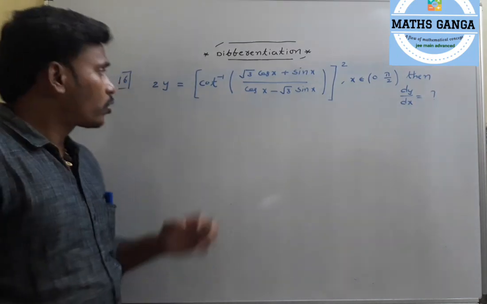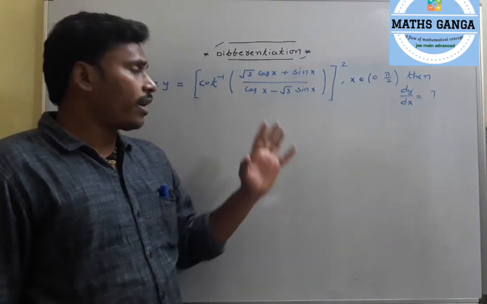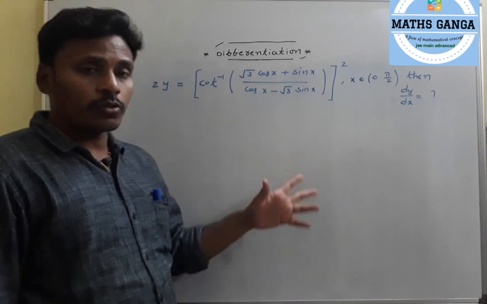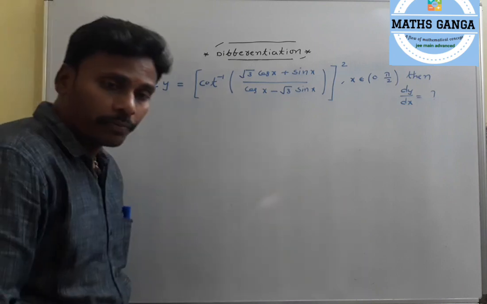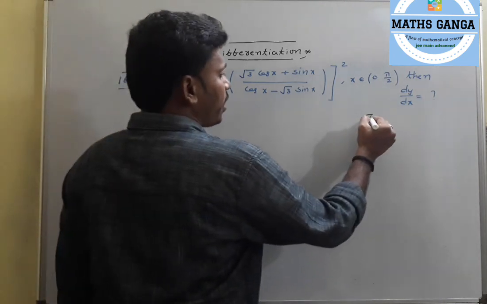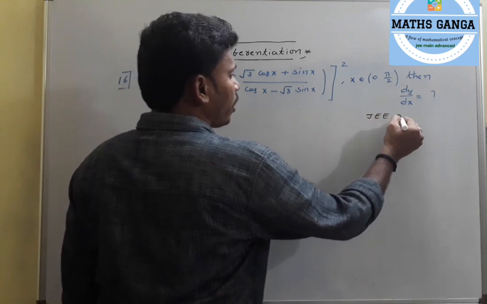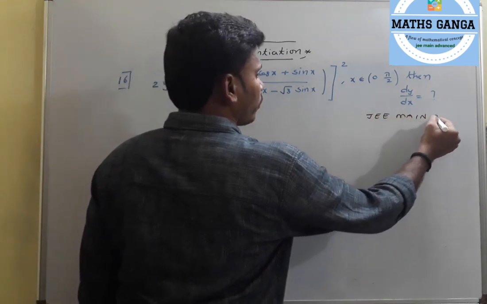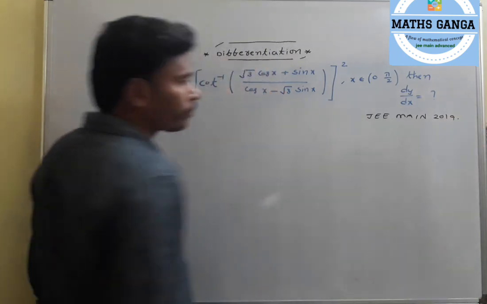Okay, 2y is equal to (cot inverse of ((root 3 cos x + sin x) / (cos x − root 3 sin x)))² for x belongs to 0 to pi by 2. We need to find dy by dx, and it's a problem asked in JEE Main 2019 again. How to answer this?